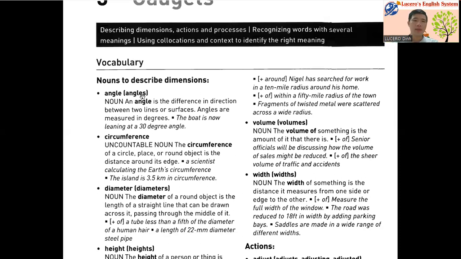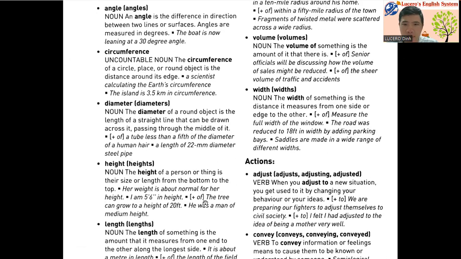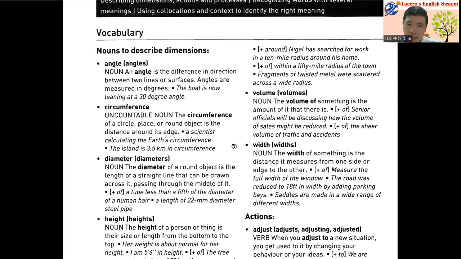And number seven, volume. Volume is a noun. The volume of something is the amount of it that there is. For example, senior officials will be discussing how the volume of sales might be reduced. The second example, the sheer volume of traffic and accidents.